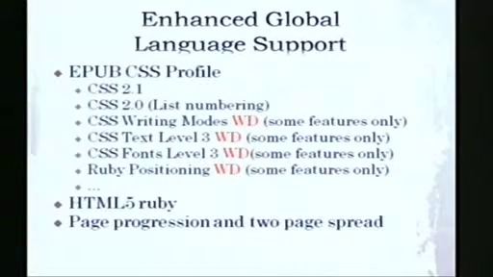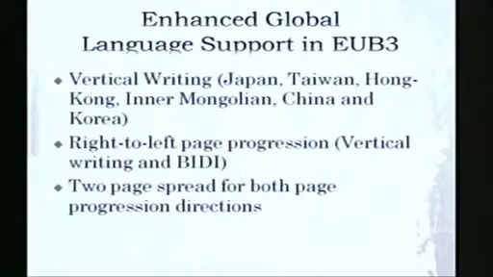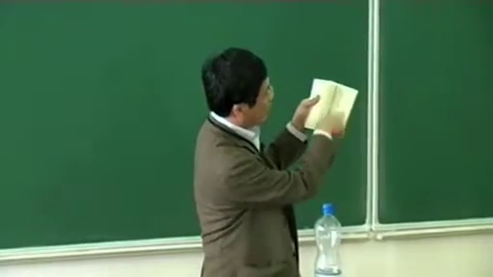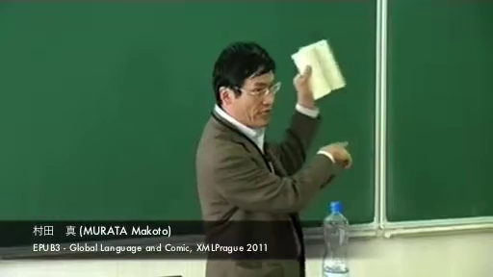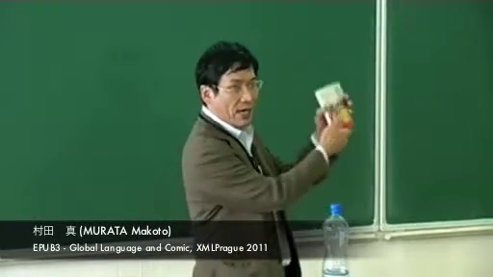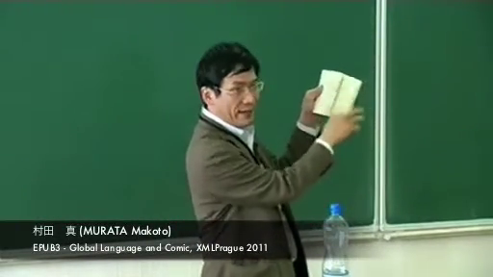Okay, enhanced global language support. EPUB2, oops, this page is incorrect. Yes, this one. EPUB2 didn't really support Asian languages well. In particular, it doesn't support vertical writing. Here I have two books, and this is the cover page, and everything is written in vertical writing, and I'm reading this book now. Another one, the same.